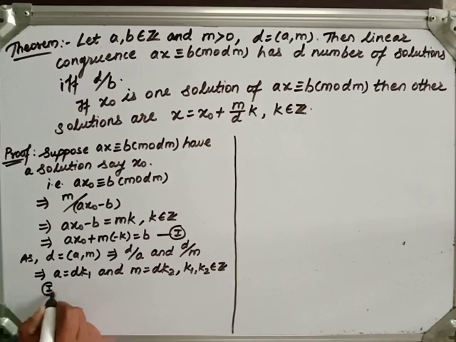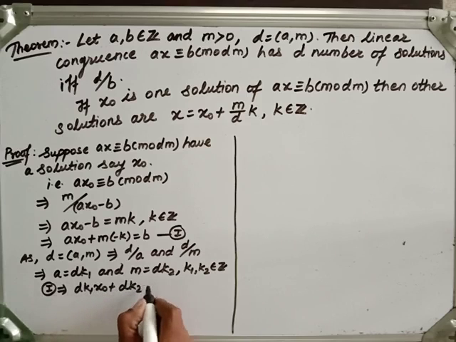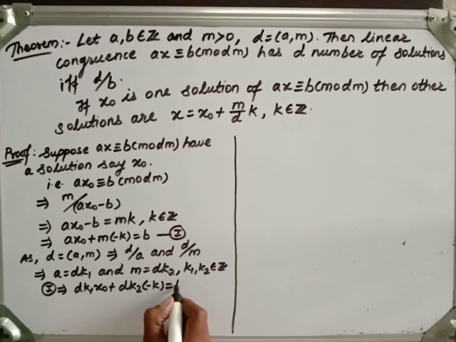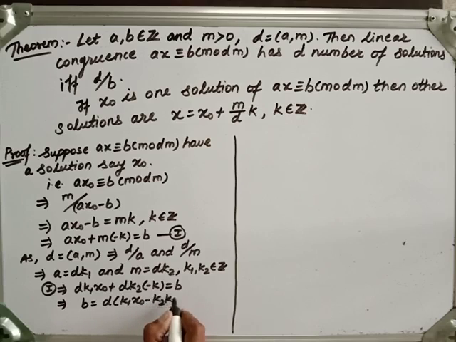So from this our equation 1 becomes DK1 x naught plus DK2 into minus K is equal to B. So that is same as to say B is equal to D times K1 x naught minus K2 into K. So this is an integer, because all these K1, K2, K and x naught are integers. So this gives D divides B.